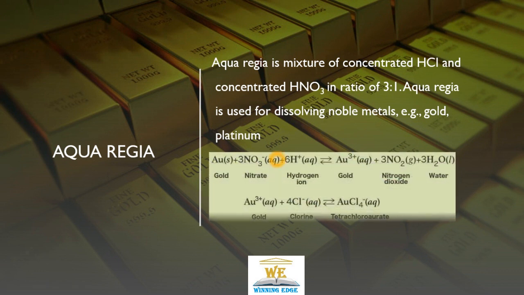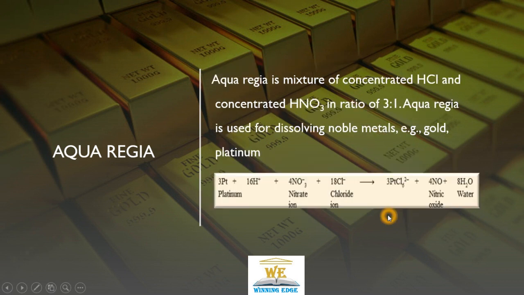First, gold. What happens? It oxidizes the gold to the 3 positive state. Then chloride from HCl complexes with gold to give us tetrachloroaurate. In platinum, what happens? It is first converted into hexachloroplatinate. So in this way, we get a solution of these noble metals.